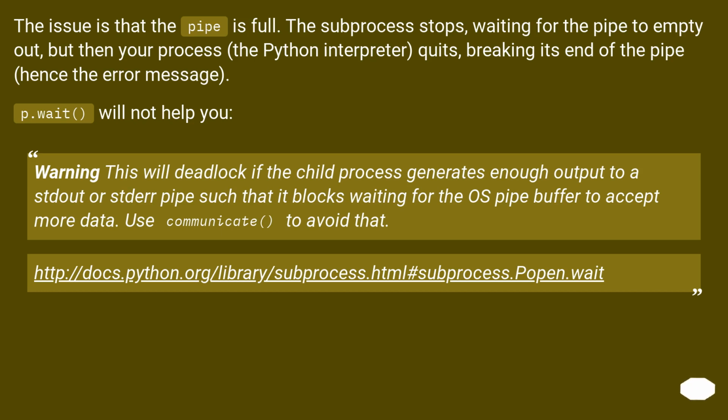Warning: this will deadlock if the child process generates enough output to stdout or stderr pipe such that it blocks waiting for the OS pipe buffer to accept more data. Use communicate to avoid that. This URL.